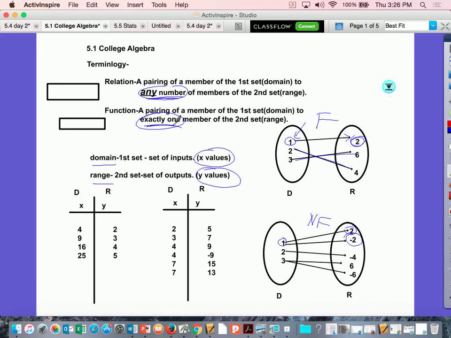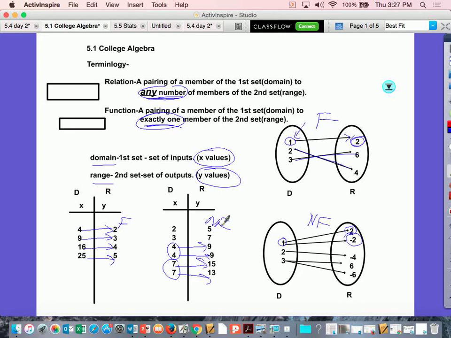Okay? Function, yes or no? Yeah. Pairing one value. So you could think of that as one output for each input. So that's a function. Is there one output for each input? No. That value of 4 has two different things assigned to it. This value of 7 has two different values assigned to it, so that would not be a function.